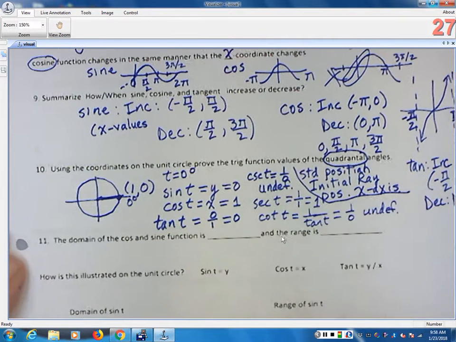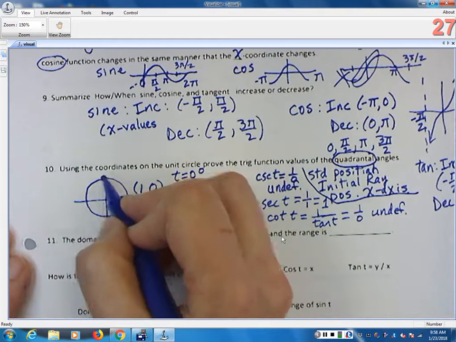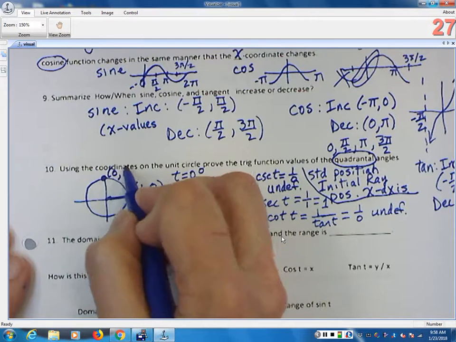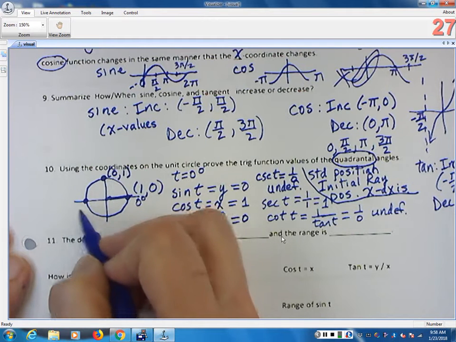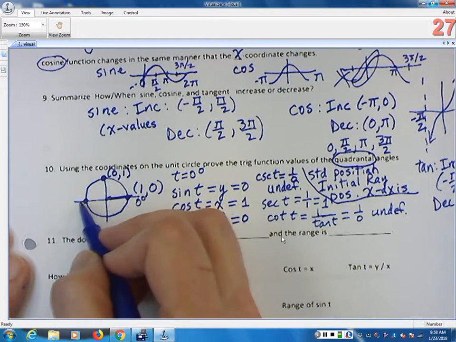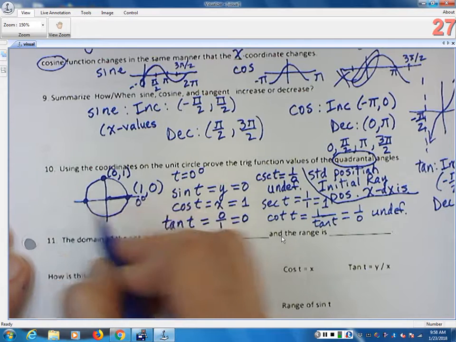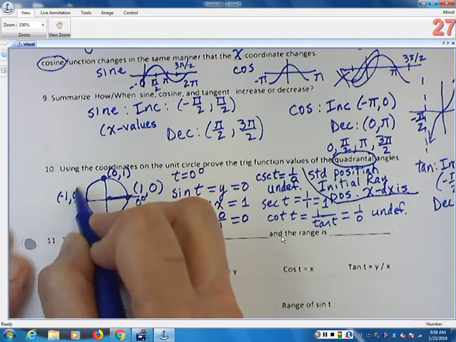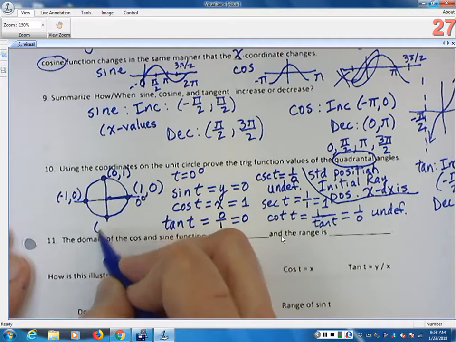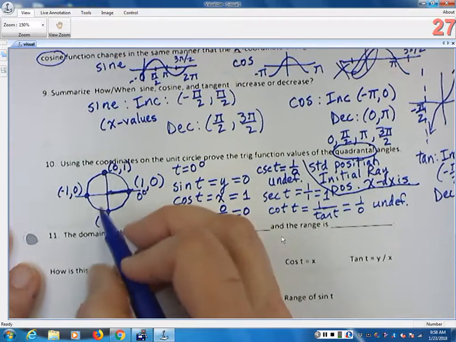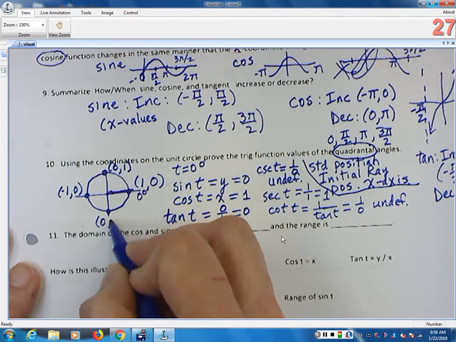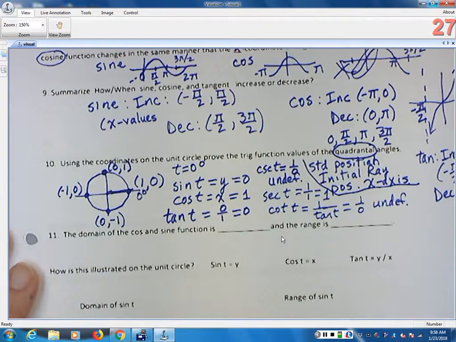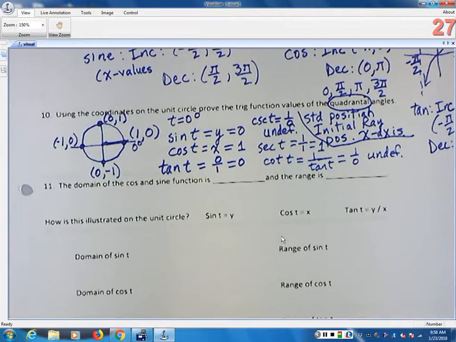And you know, the next one would be 90 degrees, that would be the coordinates 0, 1, you could do the same thing. And this is pi, or 180 degrees, is minus 1, 0, and these are the quadrantal angles. 3 pi over 2, or 270 degrees, 0, minus 1. You can do the same thing with those. All right, let's talk about domain then.